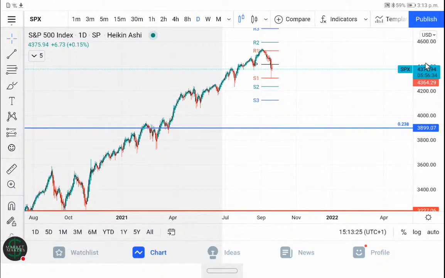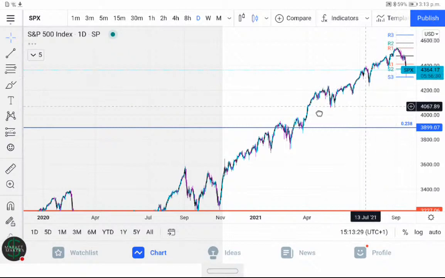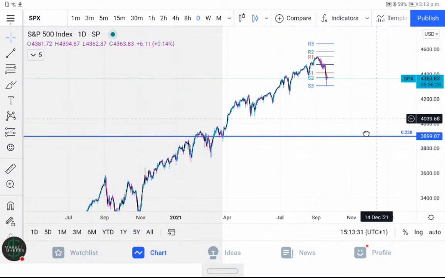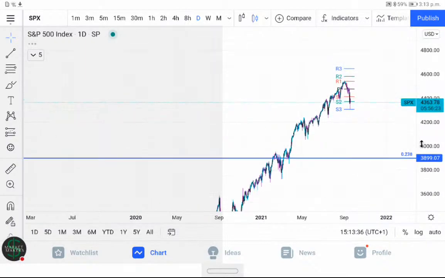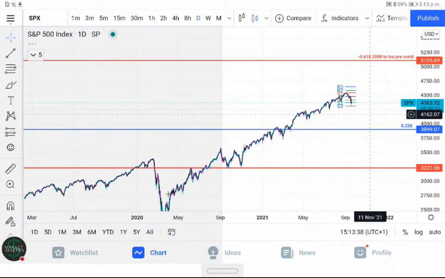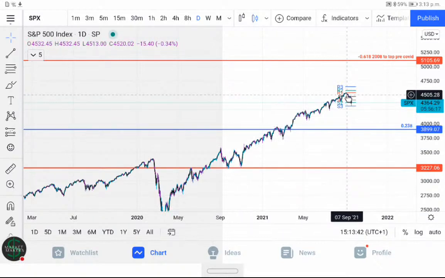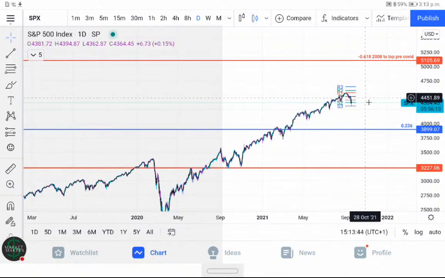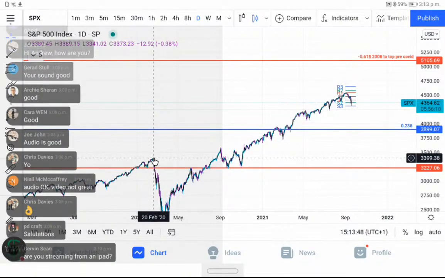So if we come down and have a look here, get rid of that. If you want to have a look at the S&P here, we're already just a continuous movement up after the crash. So we are overdue a correction. The financial system is in tatters. And we are past, obviously, the... I am streaming from an iPad.